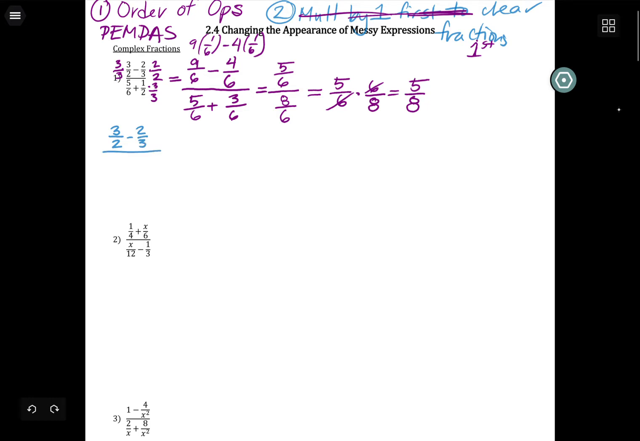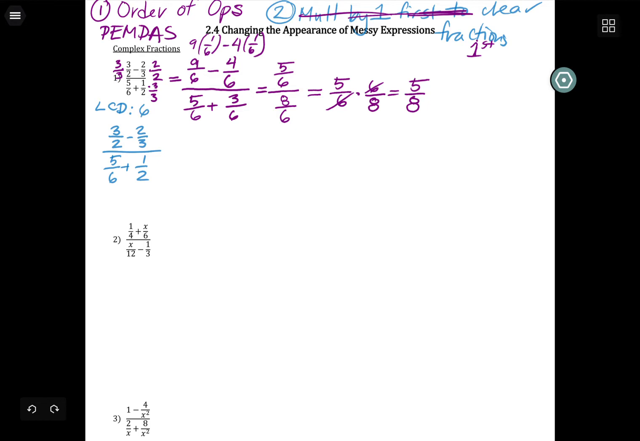3 halves minus 2 thirds over 5 sixths plus 1 half. You're going to find the LCD of all of the fractions within the big fraction. So it ends up being the same as above, but the top and the bottom could have different LCDs. In this one, we look at all 4 fractions. So we have halves, thirds, sixths, and halves. And when we look at all of those, the LCD is going to be 6.